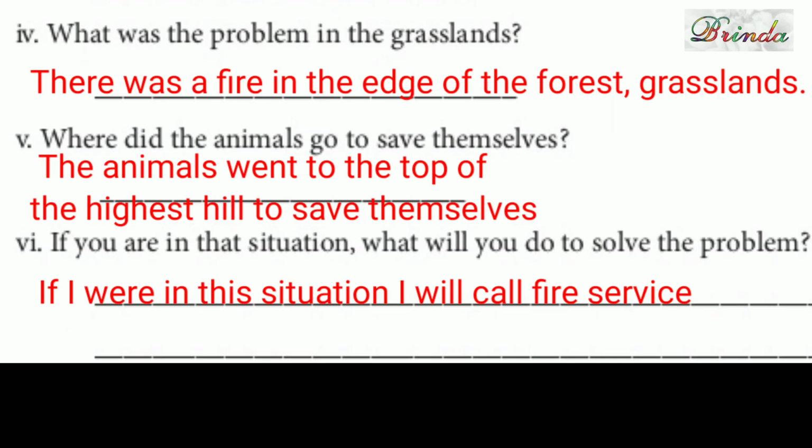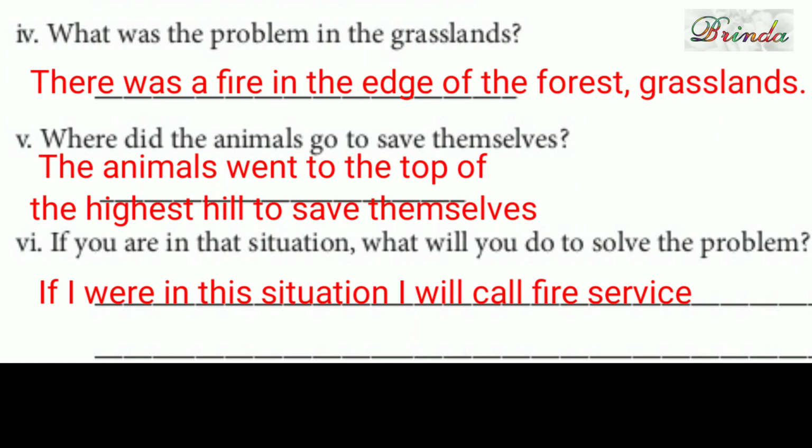Fourth one, what was the problem in the grasslands? Okay, what's the problem? There is some problem, what could it be? There was a fire at the edge of the forest. That is the problem. Okay, a fire is happening there. Fifth one, where did the animals go to save themselves? So where did all the animals go? The animals went to the top of the highest hill to save themselves. The lion and mouse, they went to the top of the hill. And all the animals, what did they do? They gathered their young ones and ran to the river for safety.